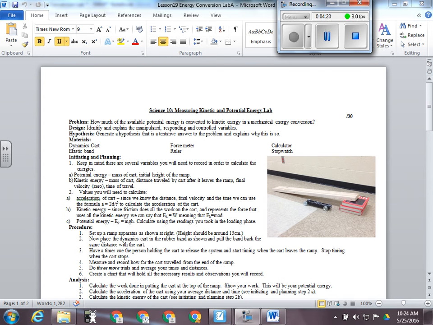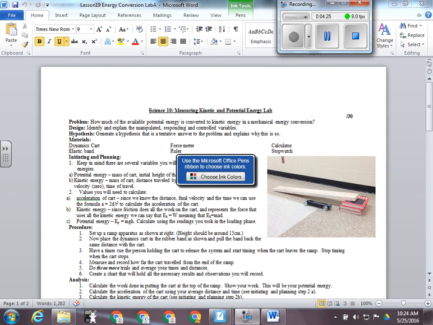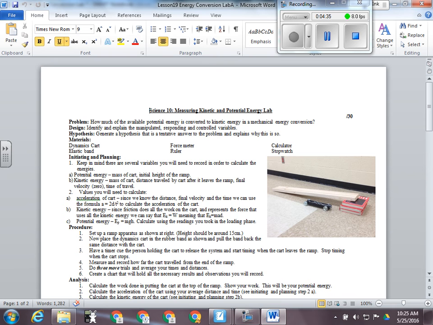Now, if we look back at the problem, how much of my available potential energy is converted into kinetic energy? That should give you an idea of what one of the other variables might be here.